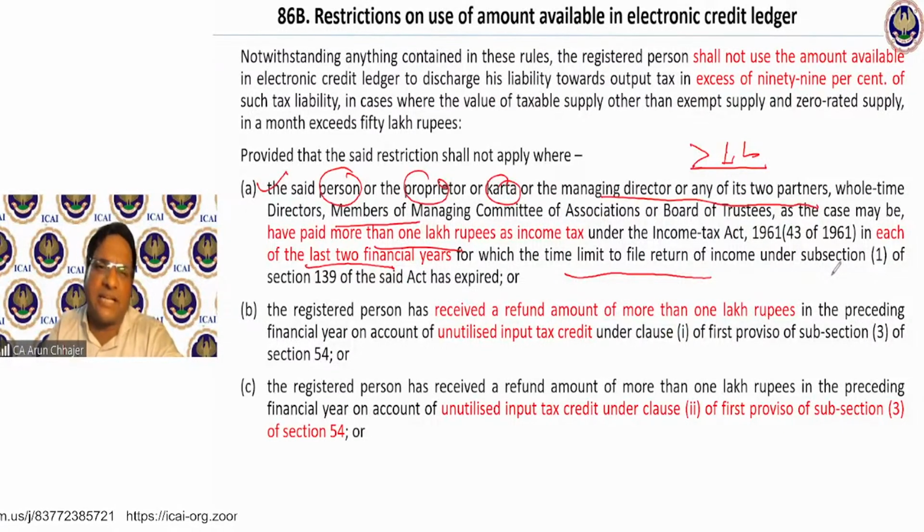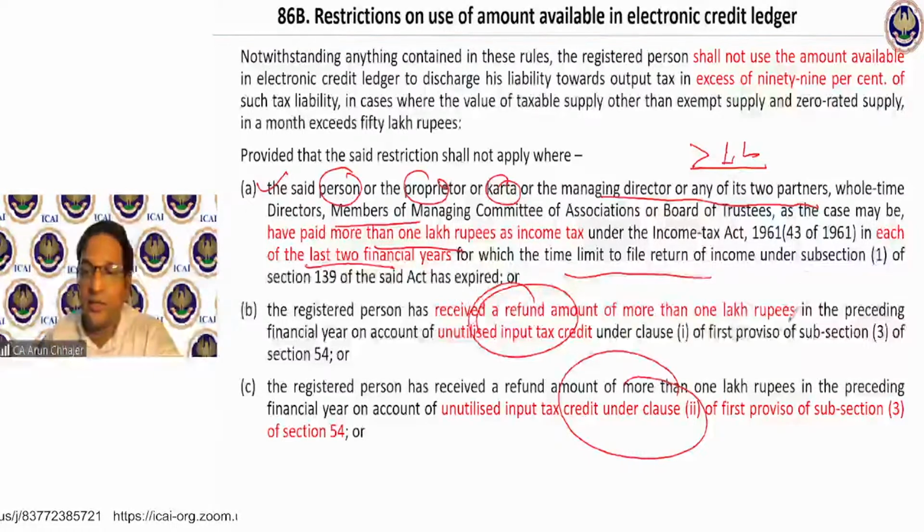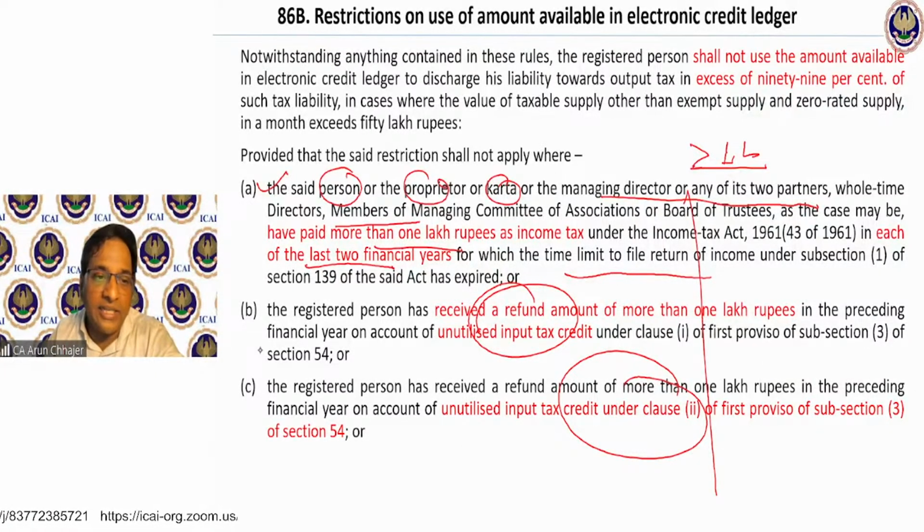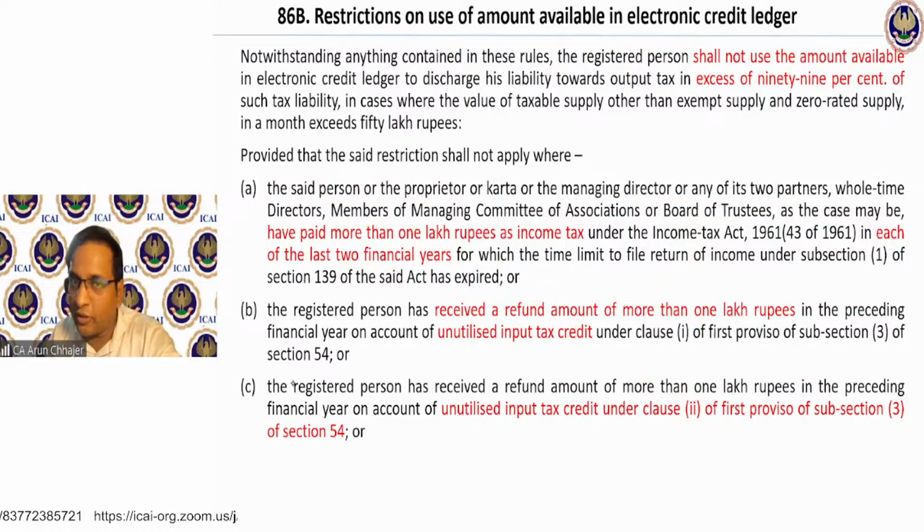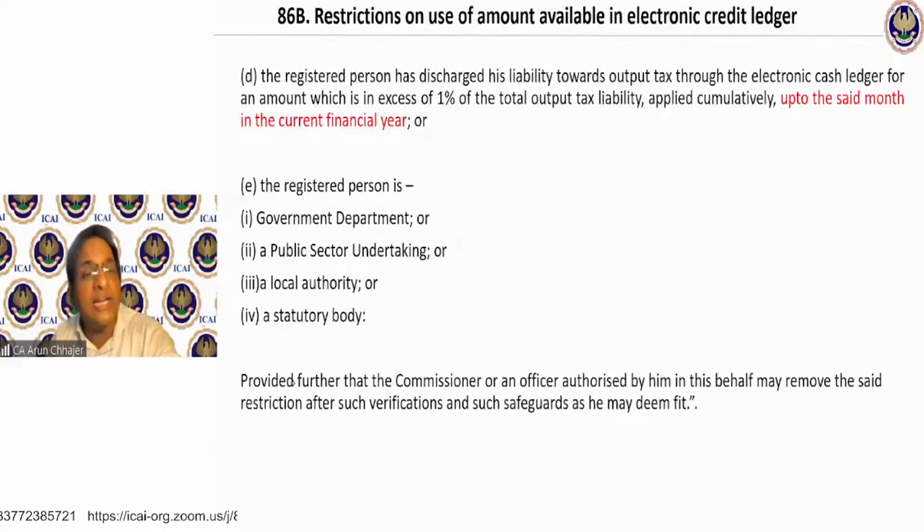What is the restriction? The liability in cash. Or he has taken a refund of unutilized ITC, or he has taken a refund of duty structure, then he is allowed, he is not required to pay 1% in cash. Or he has already paid in cash more than 1% cumulatively.